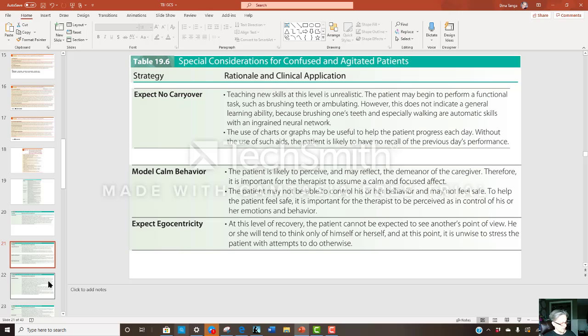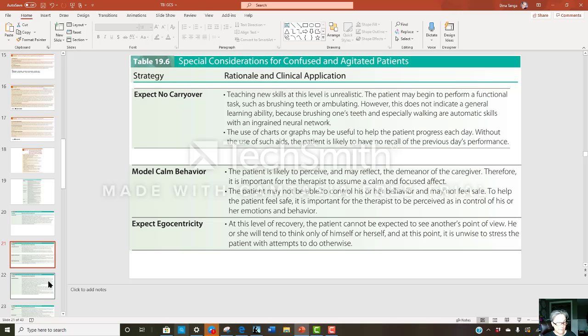Expect no carryover. Teaching new skills at this level is unrealistic. The patient may begin to perform a functional task such as brushing teeth or ambulating. However, this does not indicate a general learning ability because brushing one's teeth and especially walking are automatic skills with an ingrained neural network. The use of charts or graphs may be useful to help the patient progress each day. Without the use of such aids, the patient is likely to have no recall of the previous day's performance.